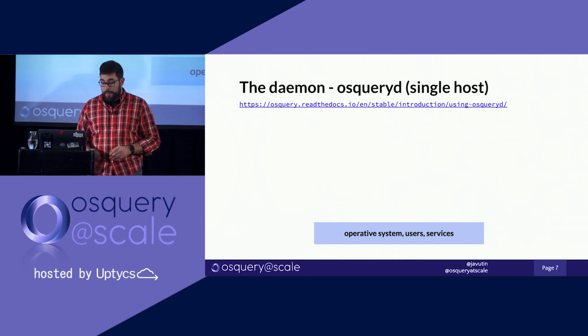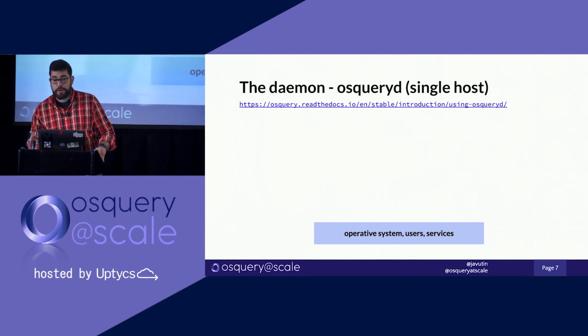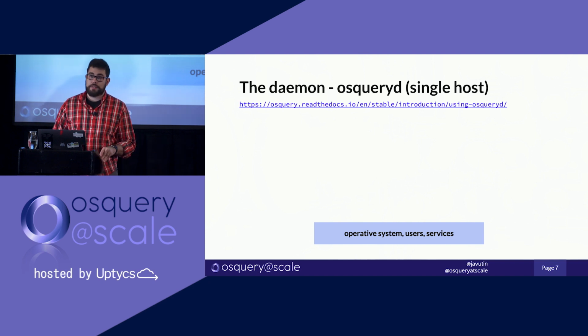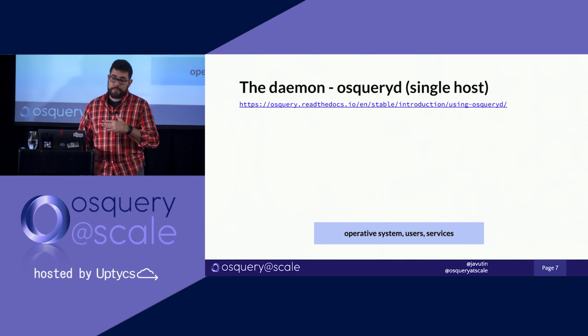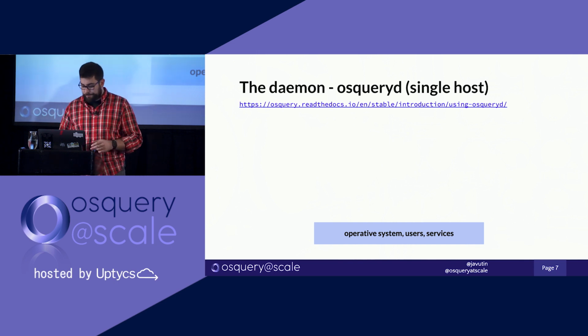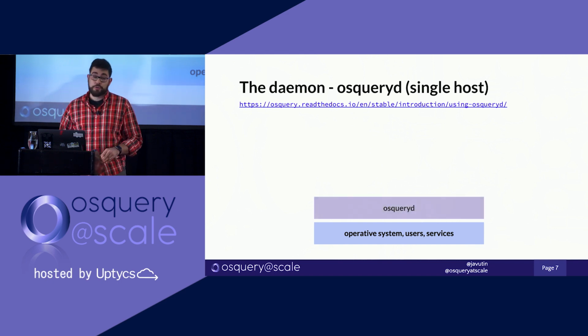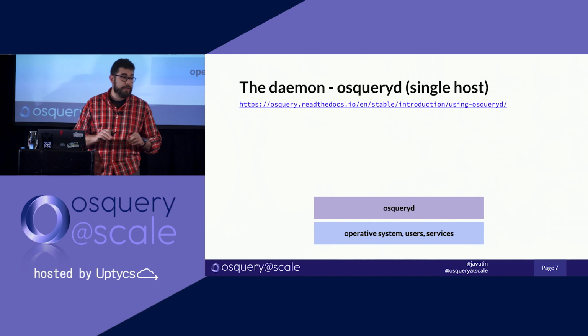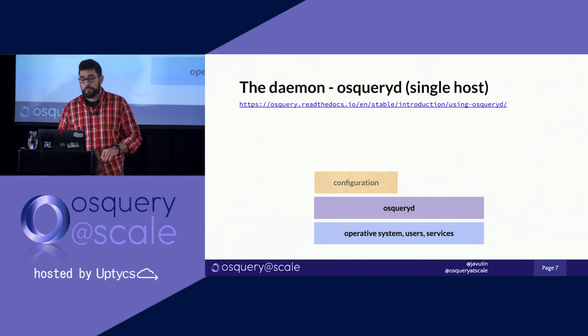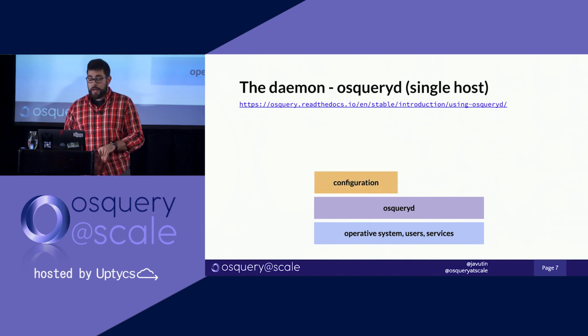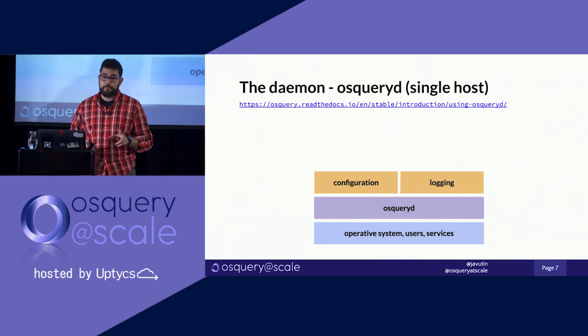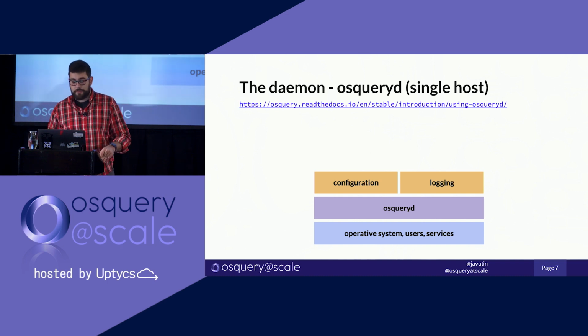The osqueryd, or daemon, is what enables Osquery as a service. The binary is the same, Osquery as the service within the system. And then you're going to have your operating system with its users, user services, and all the data that it stores. And then you're going to have osqueryd, the daemon of Osquery that is sitting on that machine. And on top of that osqueryd daemon, you're going to have the configuration that applies and then the logging that it generates. Those are the two basic things when you are dealing with osqueryd.